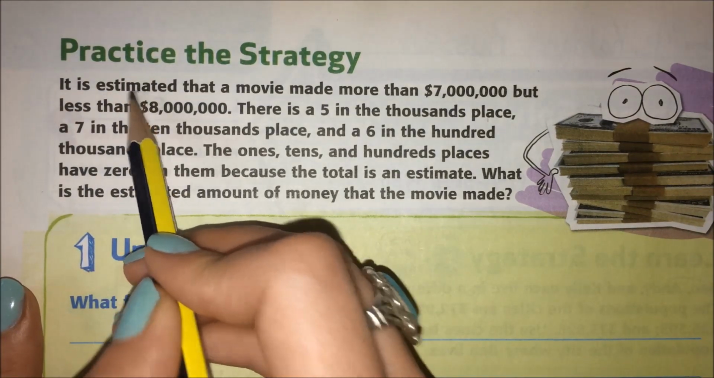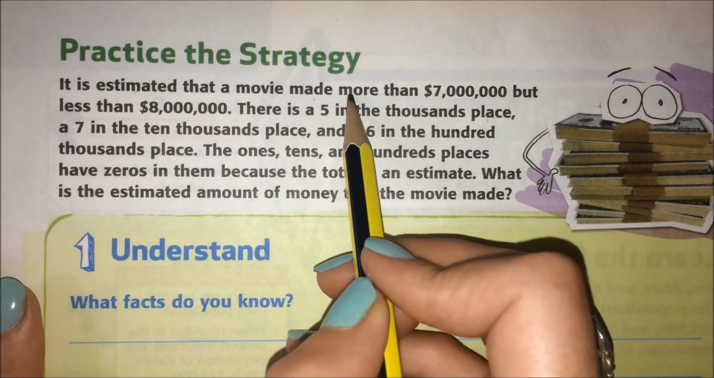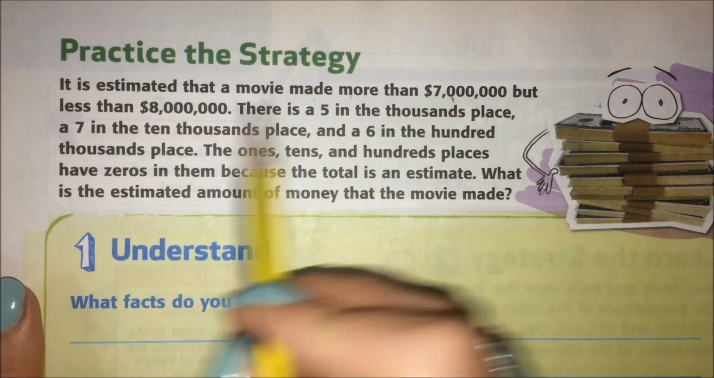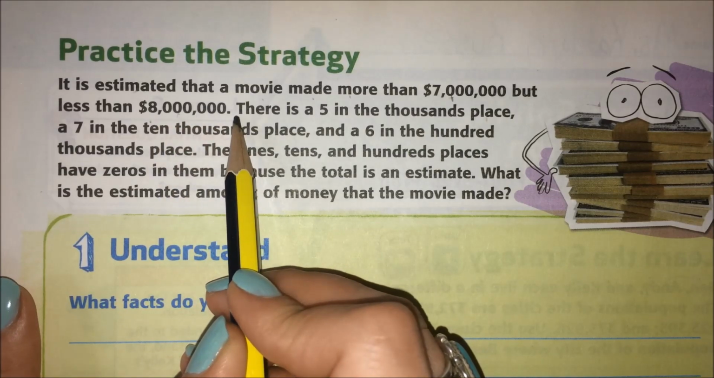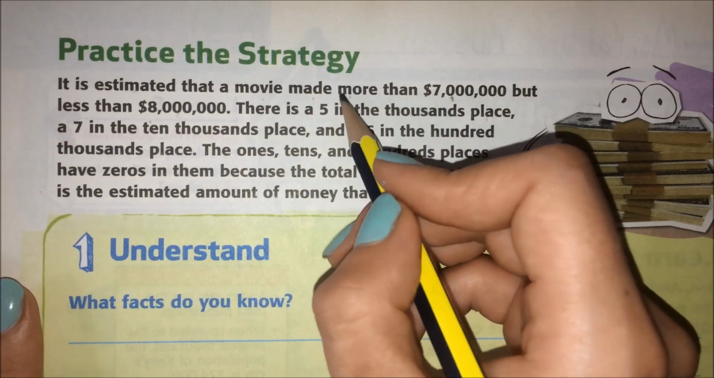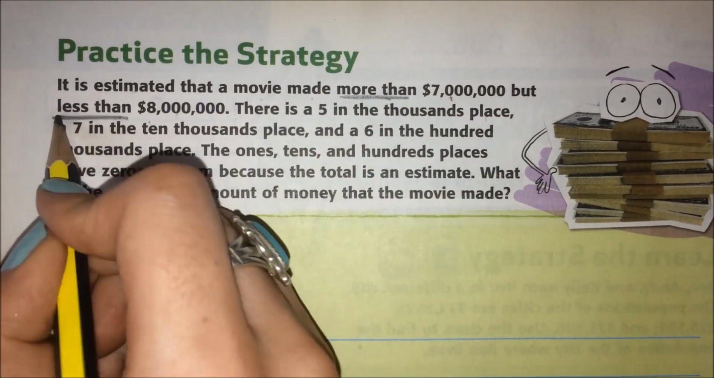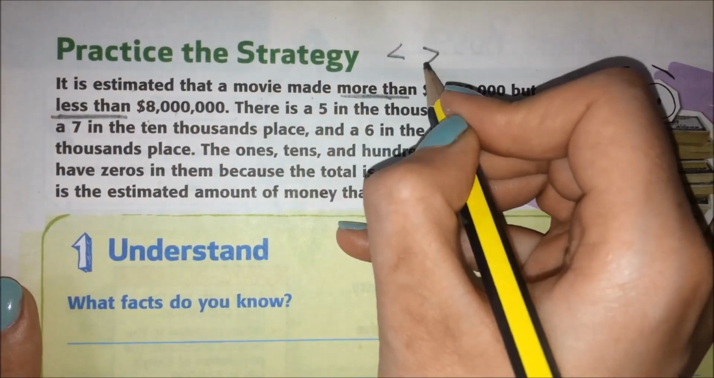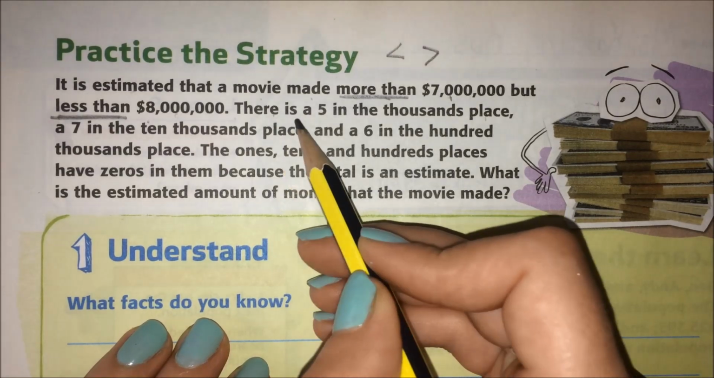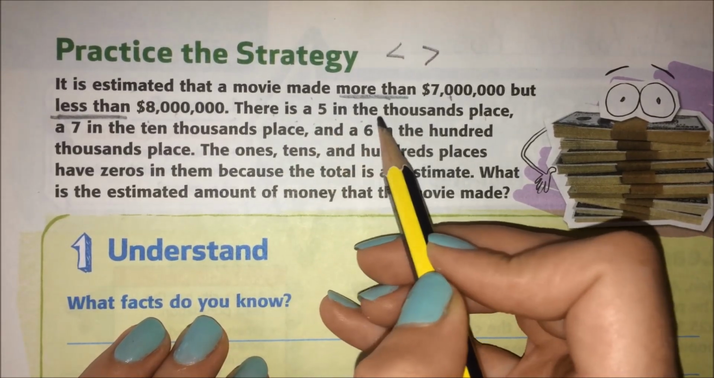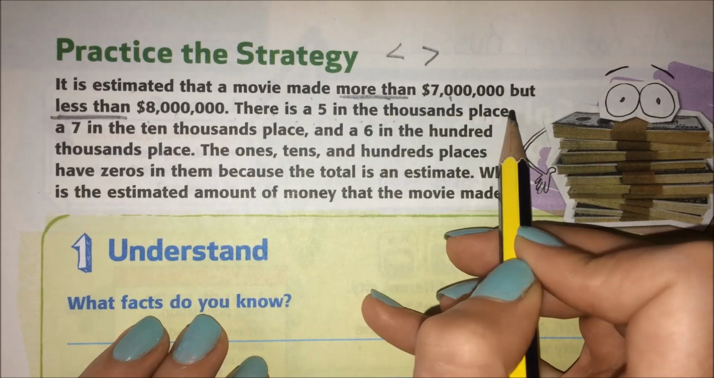It is estimated that a movie made more than $7 million, but less than $8 million. Okay, so immediately I'm seeing more than and less than, which is making me think of my symbols. So in your head, you could trigger exactly as we're going, what operations are we going to need? What are we going to need to solve this problem? There is a 5 in the thousands place. Why are they telling me this?